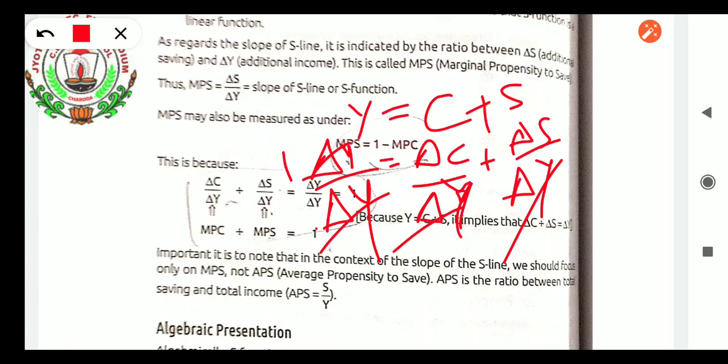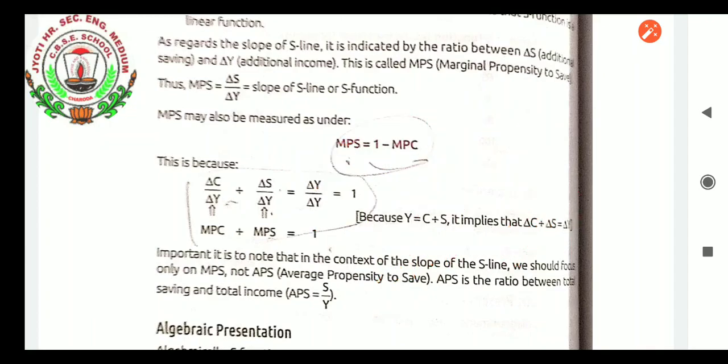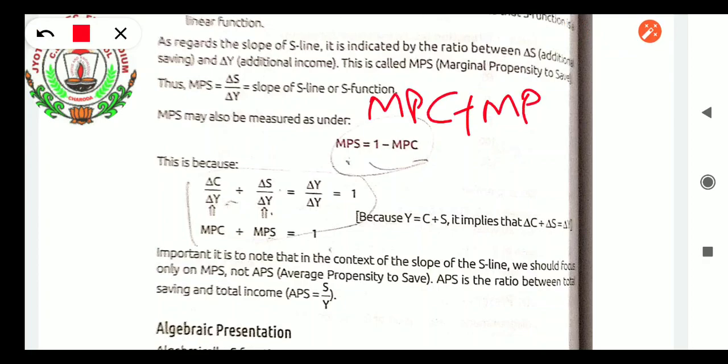What is change in C upon change in Y? That is MPC, plus change in S upon change in Y, that is MPS. Change in Y upon change in Y, when we did it, we got 1. So MPC plus MPS equals 1. I showed you why it is 1. If MPC plus MPS equals 1, that is the income is 1, then MPS equals 1 minus MPC.